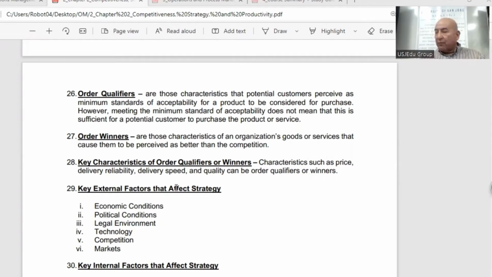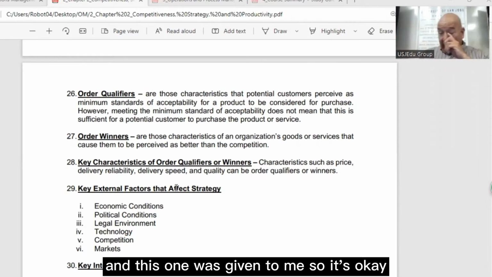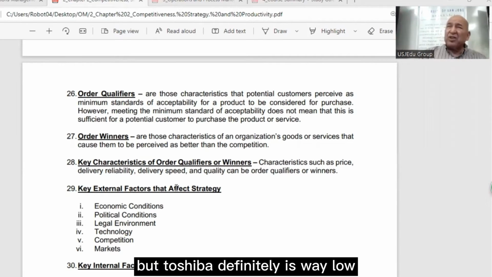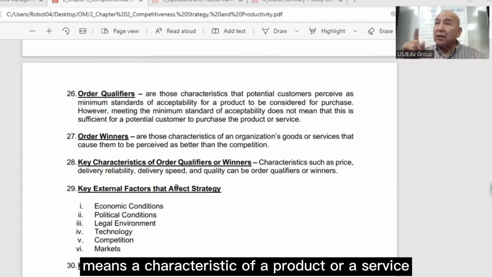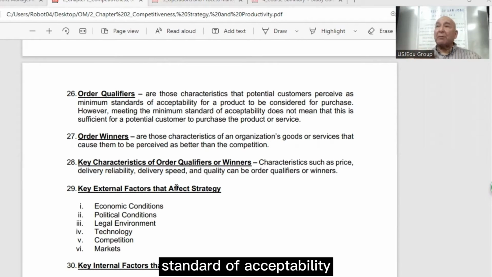I will take the example of Toshiba and even a Dell. I think I have a Dell here. Yeah, and this one was given to me, so it's okay. But Dell isn't top of the line. It's just sort of like middle, right? But Toshiba definitely is way low. Order qualifier means a characteristic of a product or a service that meets the customer's minimum standard of acceptability.